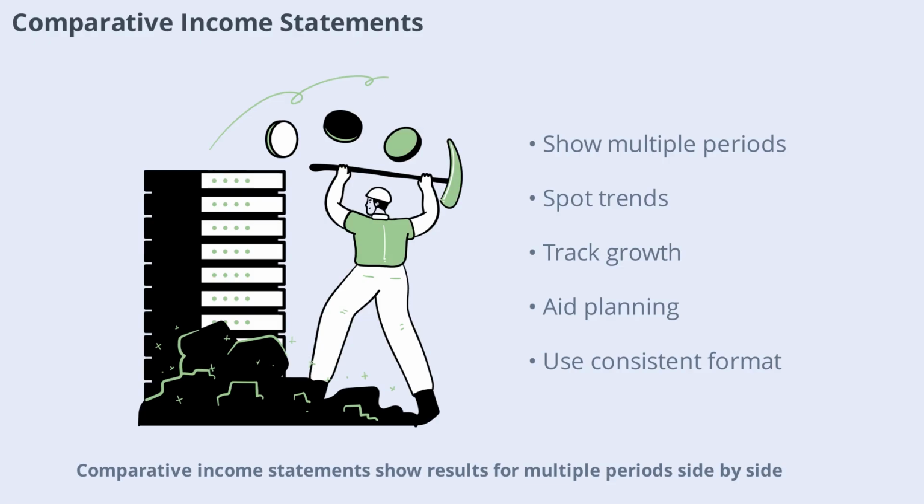Comparative income statements show results for multiple periods side by side. This format helps you spot trends, growth, or areas needing improvement. By comparing periods, you can see how revenues, expenses, and profits change over time. This information is valuable for planning and decision-making. When preparing comparative statements, use consistent categories and formats for accurate analysis.